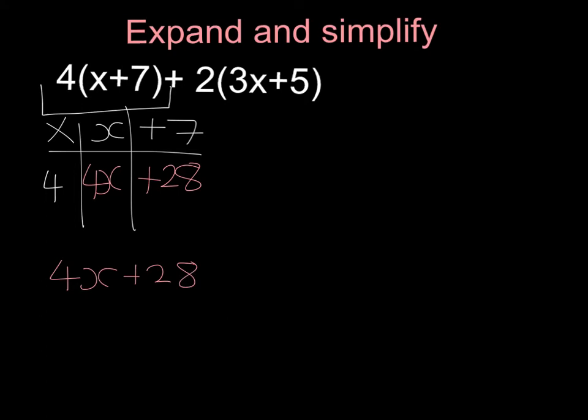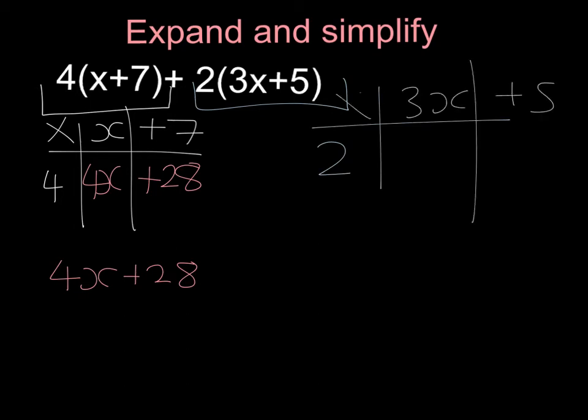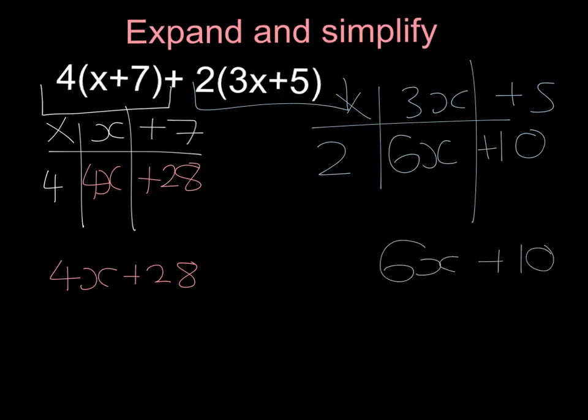You've then got your second grid. If we do this one second, you've got 2 lots of 3x plus 5. So 2 times 3x, so that's going to be 2 lots of 3, which is 6, and because it's been multiplied by an x, it's going to be 6x. And then 2 lots of 5, 10. And again, your answer to that one is going to be 6x plus 10, taking it out.